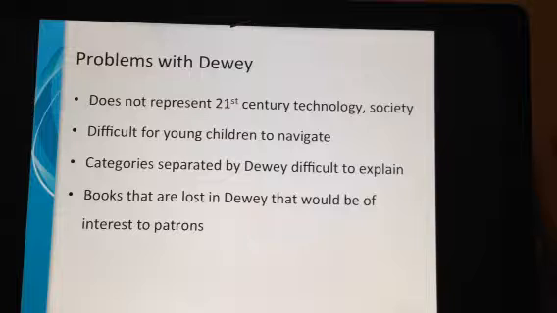Another issue that I found was that a lot of books are lost in Dewey that might be of interest to patrons. There was one library that did a survey and they were able to track where their patrons went, and many didn't go into the nonfiction sections of their library. Other librarians who are cataloging say, here's a really interesting book, but I know that when I put it in its section in Dewey, people won't be using it.